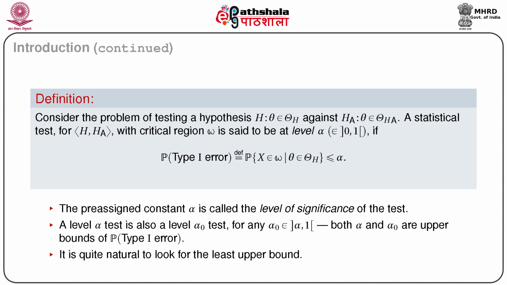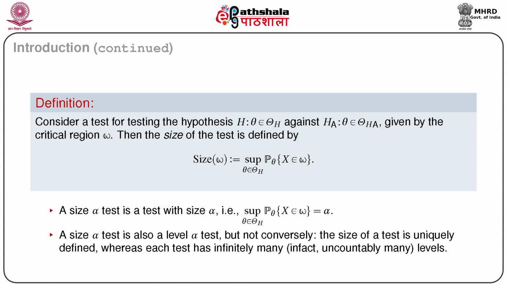Note that a level alpha test is also a level alpha naught test for alpha less than alpha naught less than 1. Here alpha and alpha naught are the upper bounds of the set of the probability of type 1 errors. It is quite natural to look for the least upper bound of the set of all probability of type 1 errors. This is called the size of the test. Now we define the size of a test.